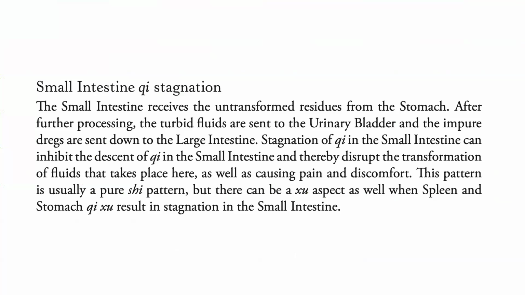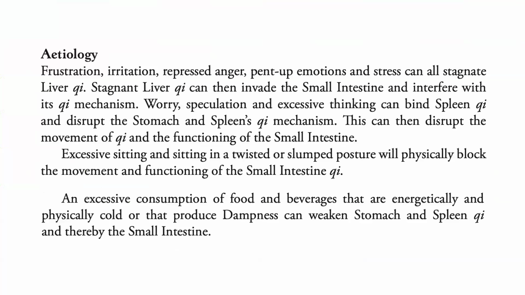This pattern is usually a pure qi pattern, but there can be a deficiency aspect as well when spleen and stomach qi deficiency result in stagnation in the small intestine. Etiology. Frustration, irritation, repressed anger, pent-up emotions, and stress can all stagnate liver qi. Stagnant liver qi can then invade the small intestine and interfere with its qi mechanism. Worry, speculation, and excessive thinking can bind spleen qi and disrupt the stomach and spleen's qi mechanism. This can then disrupt the movement of qi and the functioning of the small intestine.